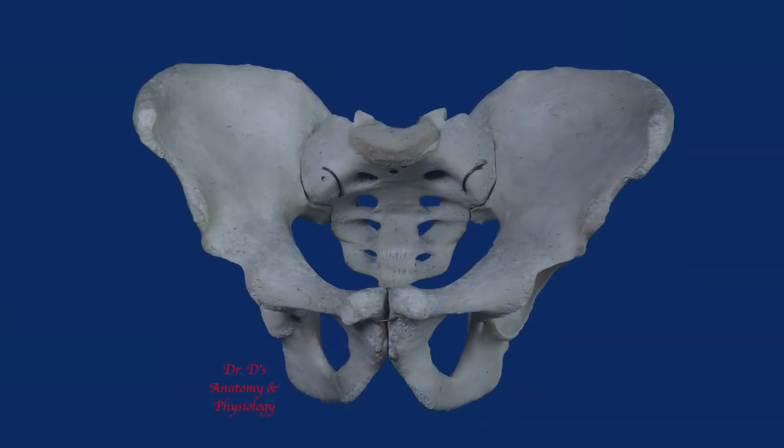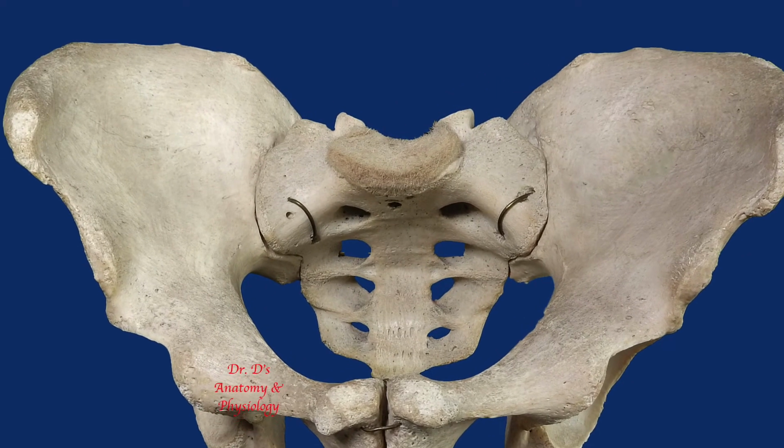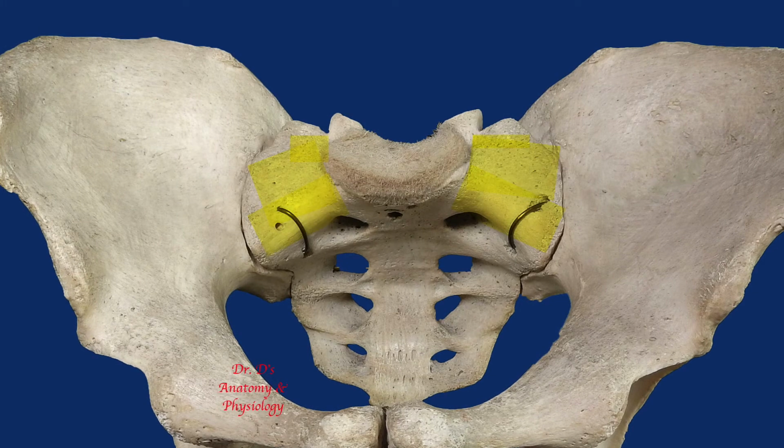Here is another look at our isolated pelvis, and we can see why these expanded lateral parts of S1 were called wings or alae by the anatomists.